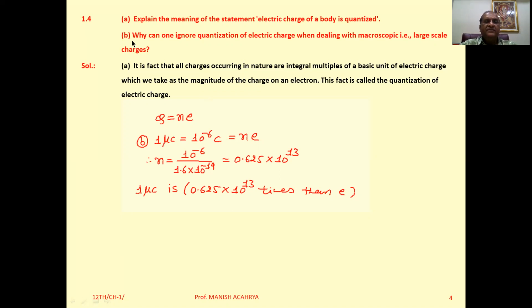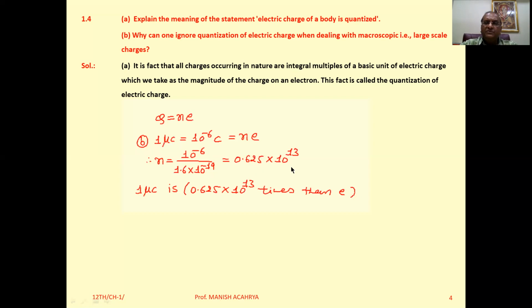Now question B. Why can one ignore quantization of electric charge when dealing with macroscopic, which implies large scale, charges? Suppose we consider 1 microcoulomb charge, that is 10 raised to minus 6 coulomb. Now 1 microcoulomb charge is equal to Ne. So N is equal to 10 raised to minus 6 upon 1.6 into 10 raised to minus 19. When you solve this, the answer will be 0.625 into 10 raised to 3.